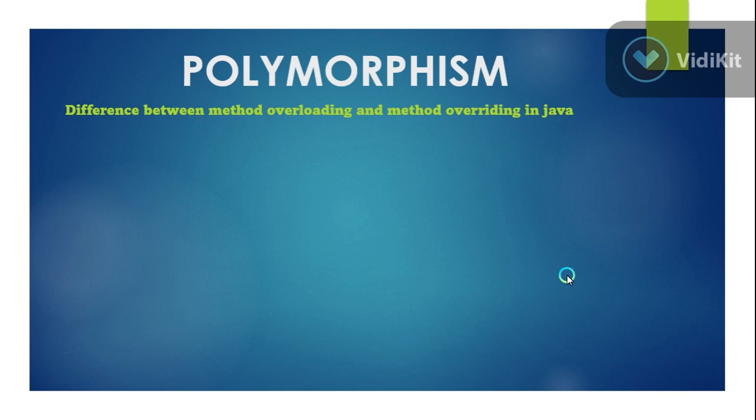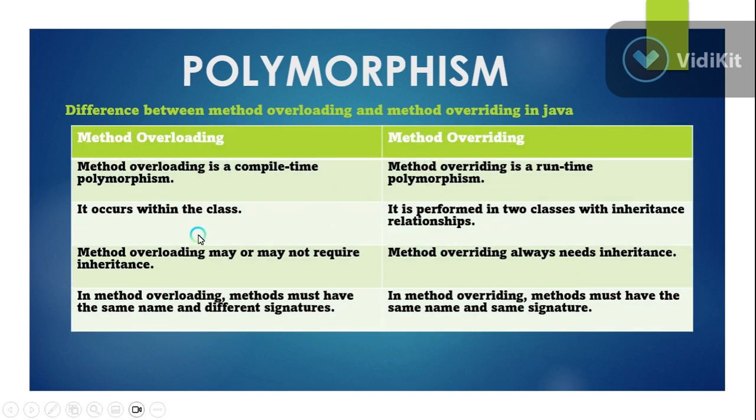Now we are going to discuss the difference between method overloading and method overriding. All those things we have already discussed. Now we are going to see the difference. Method overloading is compile time polymorphism because method overloading is done at compile time. Method overriding is done at runtime, so this is runtime polymorphism. Overloading occurs within a class, all methods within a class. Overriding is performed in two classes with an inheritance relationship, parent class and subclass, isn't it? Parent class and child class.